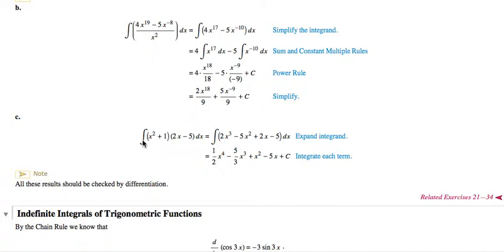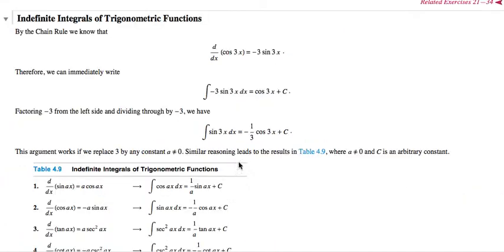Finally, part C asks us to integrate a product. So where possible, we expand the integrand and then integrate each term individually. One of the major things to note with part C here is that the integral of a product is not necessarily the product of the integrals.